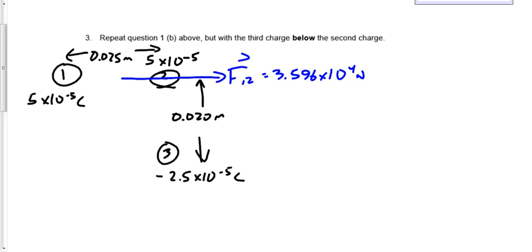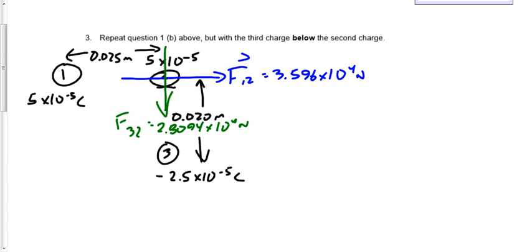What about F32? The force of 3 on 2. Do they attract or repel? Daniel? Positive and negative. They attract. Good. They attract each other. If they attract each other, what's the synonym for attract? Pull. So 3 pulls 2 towards it. Now 2 pulls 3, but I don't care about that one right now. This is F32. And the value of F32 was 2.8094 times 10 to the 4 newtons.